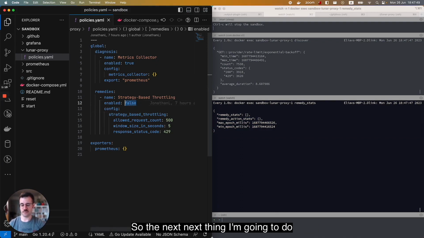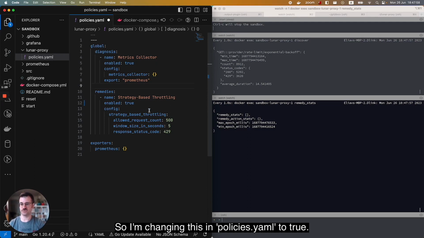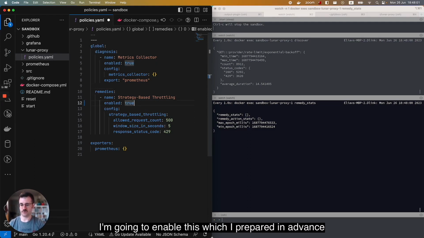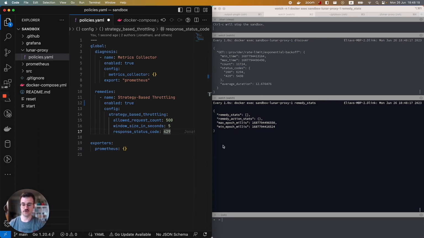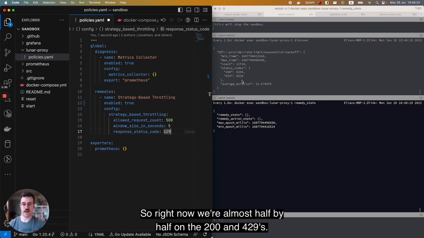So the next thing I'm going to do is turn the strategy-based throttling remedy, which is defined under the global section, on. I'm changing this in the policies YAML to true. I'm going to enable this, which I prepared in advance. As we can see, we want Lunar to supply 429s on its own without us hitting the provider and experiencing the exponential backoff. Right now we're almost half and half on the 200s and the 429s.